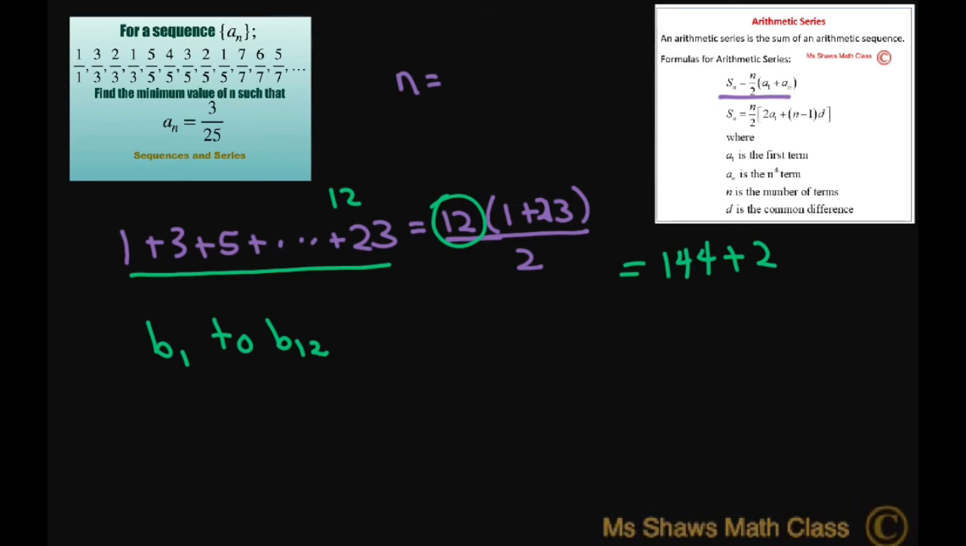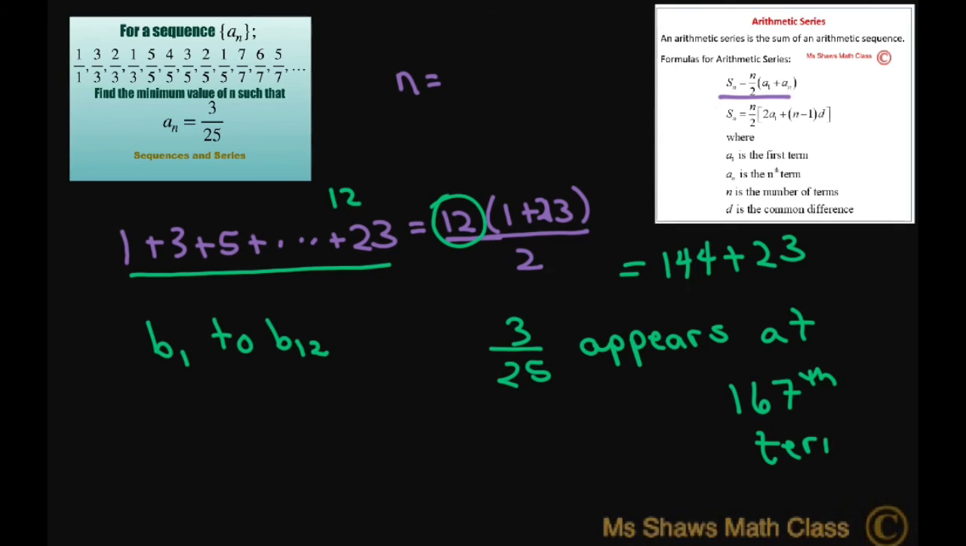So add the 23. So our 3 divided by 25 appears at the 167th term, because that's what this equals.